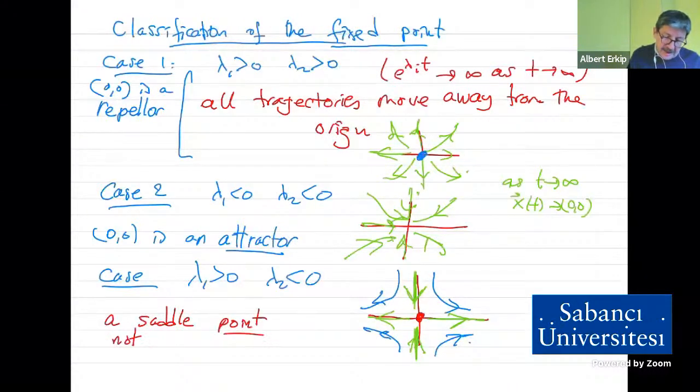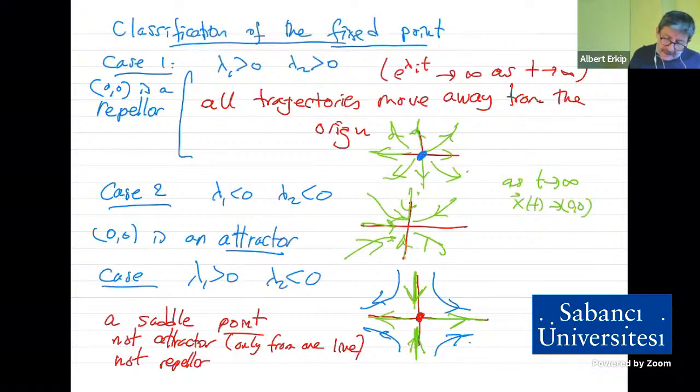It's an attractor only from one line, the y-axis, and a repeller only on another line. But all the others kind of get close and then get far. So this is called the saddle point. It's like the calculus saddle points.